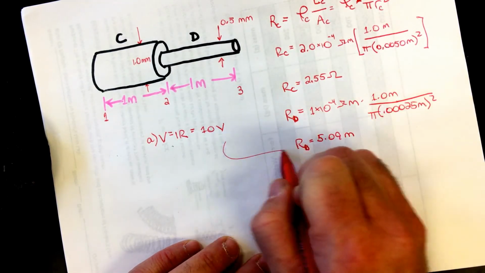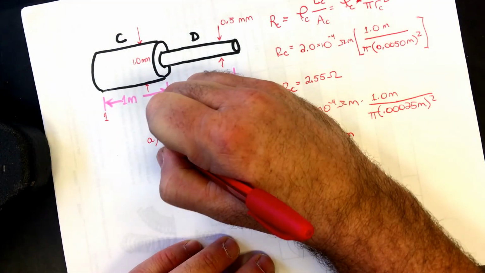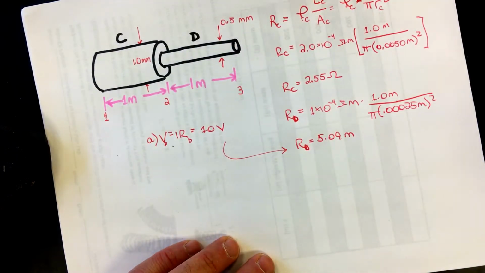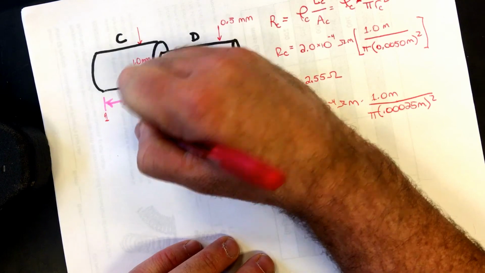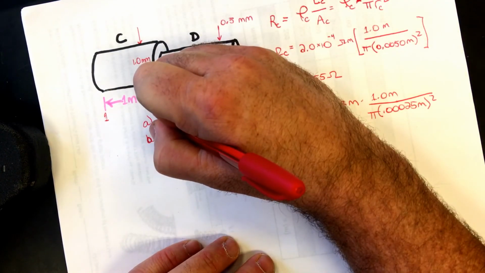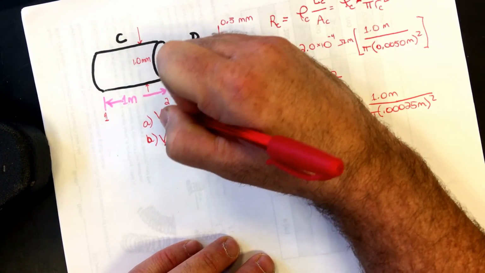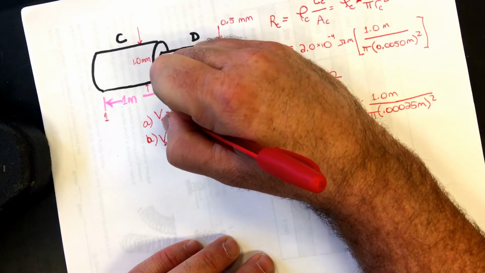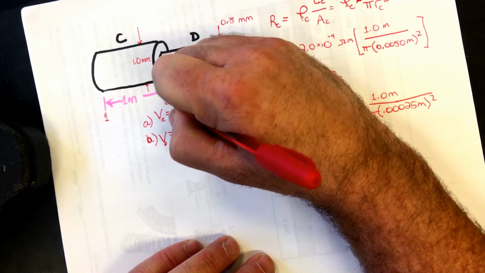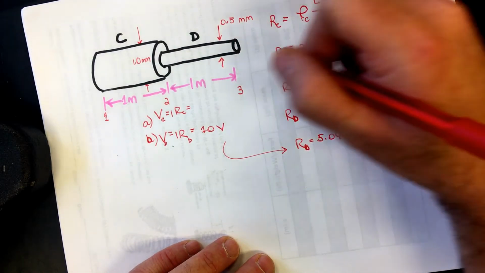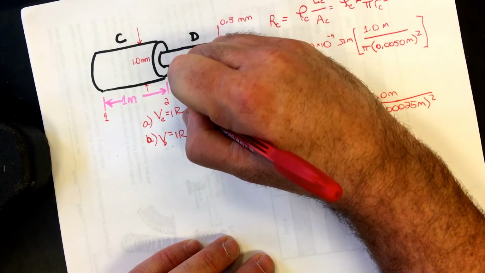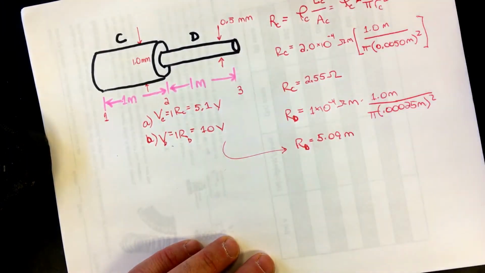So this is the potential difference across segment D, and so that should be part B. For part A, the potential across part C is going to be the current flowing through it, which is given to us as 2 amps, times the resistance across part C, 2.55 ohms, and we end up getting 5.1 volts there.